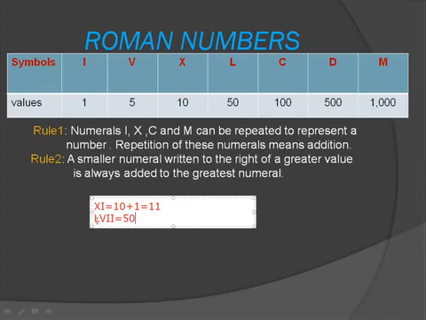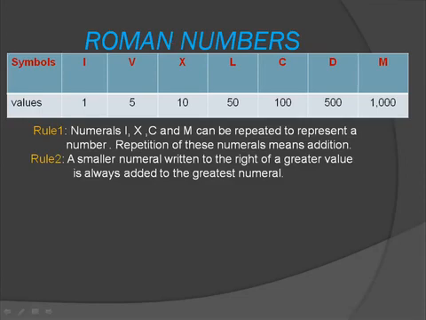So if you write the smaller numbers to the right side of the bigger number, it will be addition. So V value, which is 5, and here I means 1 plus 1. So that gives you 50 plus 5, 55, 56, 57. So this value is 57. In this way we will write the numbers. So this is rule number 2.